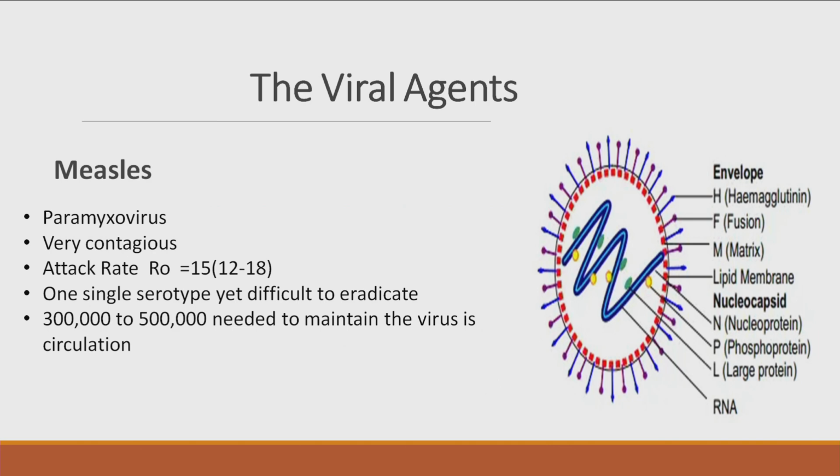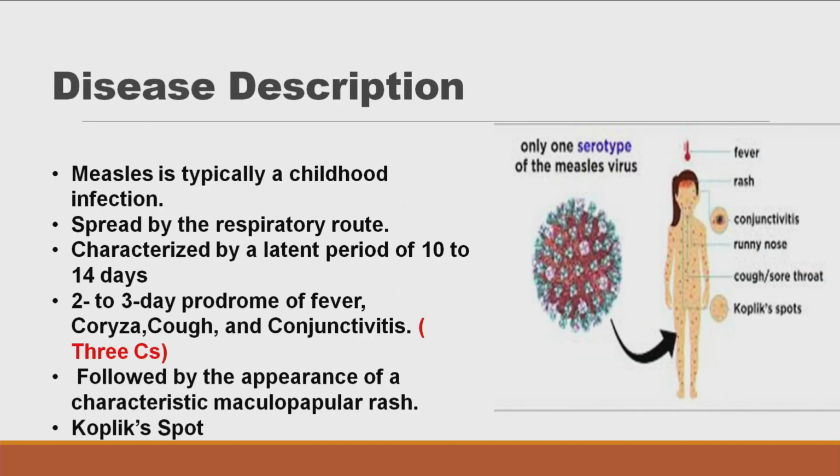It uses the hemagglutinin to attach to and recognize the receptor on the human cell, and uses the fusion protein to fuse both infected and non-infected cells together. That is why we have in measles what we know as the multinucleated giant cell. I'll be talking to us about that as we go on.